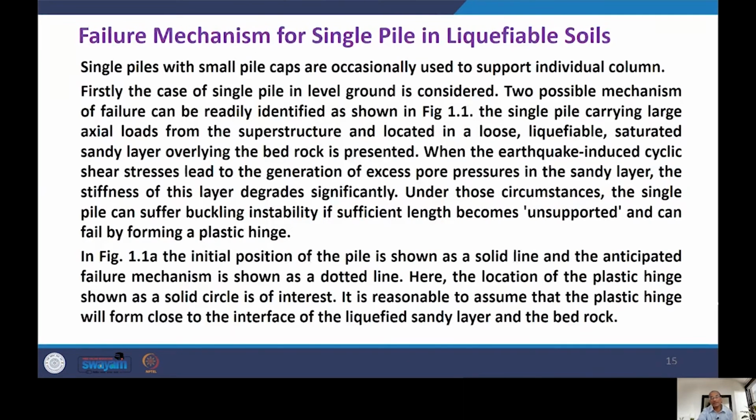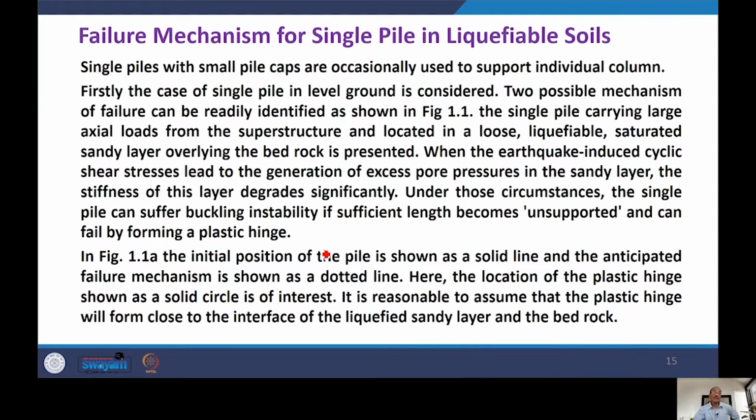Now coming to the second part of today's lecture, let's discuss the failure mechanism for a single pile in liquefiable soils. We are going to discuss only a single pile right now, and once we complete it, we will discuss pile groups also. First of all, single piles with small pile caps are usually used to support an individual column. That means normally, pile foundations are used in groups. But sometimes, suppose you want to support an individual column, then only one column is there, and if you have a higher diameter pile, it could be a single pile also.